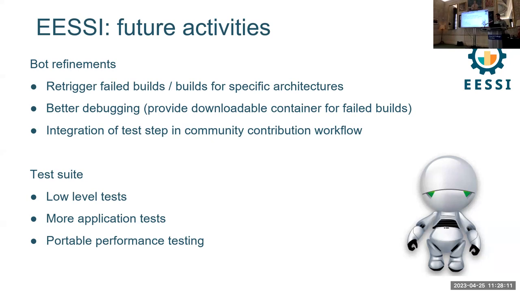For the test suite, we're looking to add more low-level tests as well. Something like the OSU tests will definitely be useful, because if your GROMACS run fails because of some communication issue, it's nicer if you can check the communication separately in a separate test. And now that we have a sensible blueprint, we want to expand the number of high-level application tests that we have. And as I mentioned, the other thing we want to look at is how to do portable performance testing. That is not a solved problem, but we'll try to see what works.